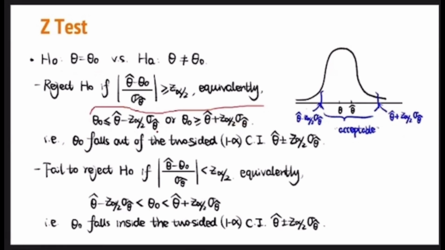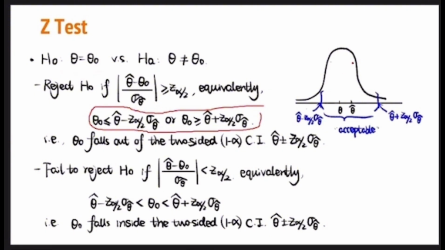Take a look at this. Now, if theta naught, what is your theta naught? The theta naught, the hypothesized value under the null hypothesis, when it falls out of the two-sided. Okay. Now, when it falls out of the two-sided, take a look at this.